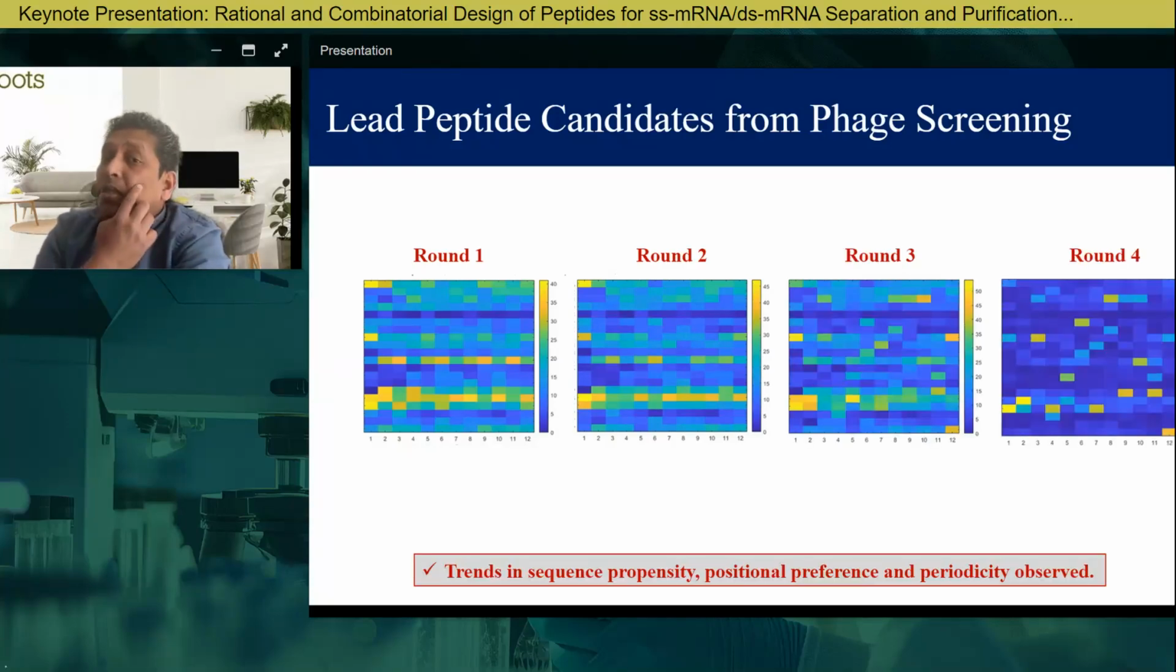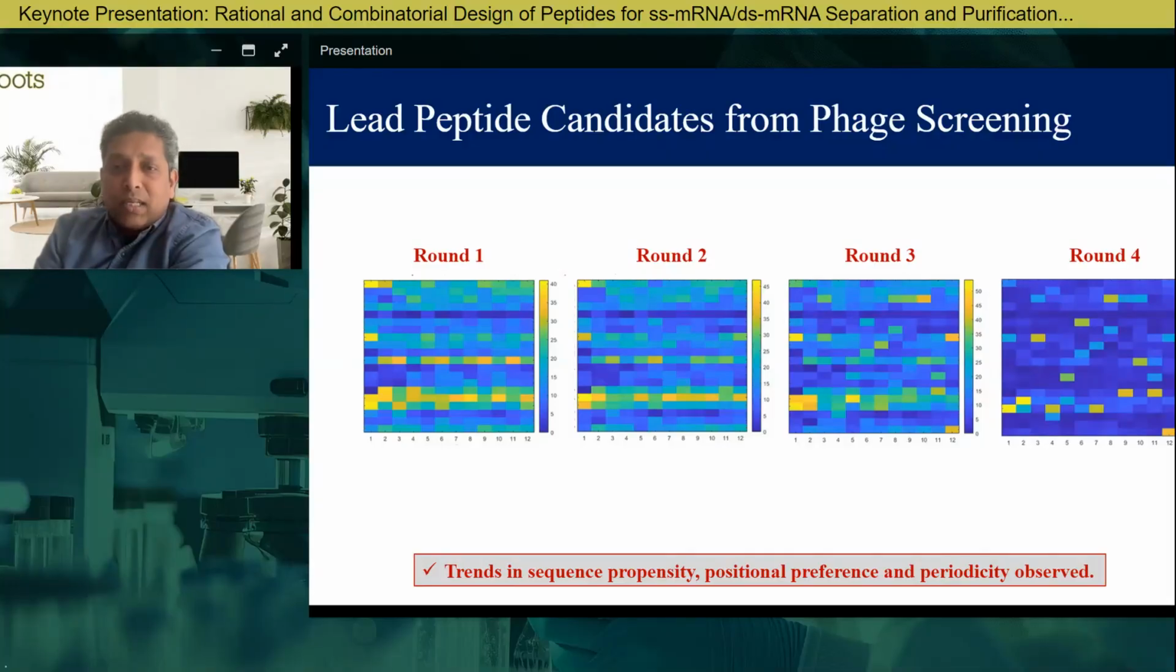And the first thing you'll notice is that if you look at the results from round 1, they're somewhat diffuse. There's a smear of colors all over. But as you go from round 1 through round 4, we start seeing a little bit more granularity to the results. We start seeing the emergence of hot spots. You'll also notice that the scale on the color legend changes from round 1 through round 4. So we are now starting to see specific amino acids in specific locations enriched.